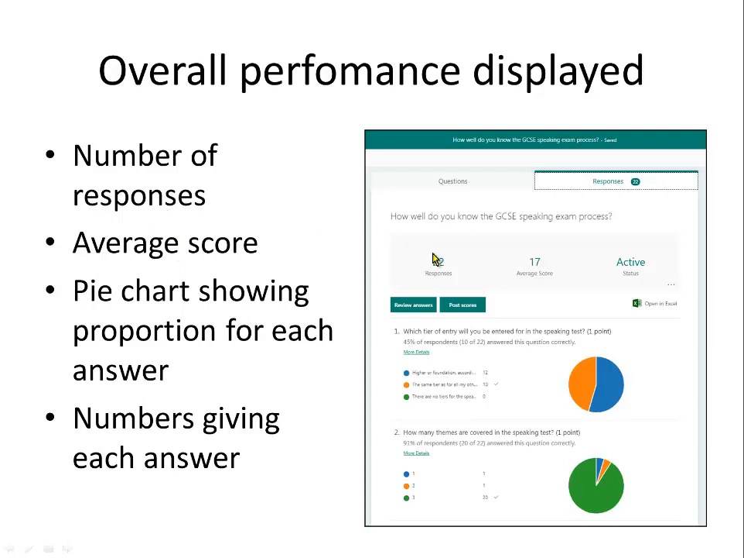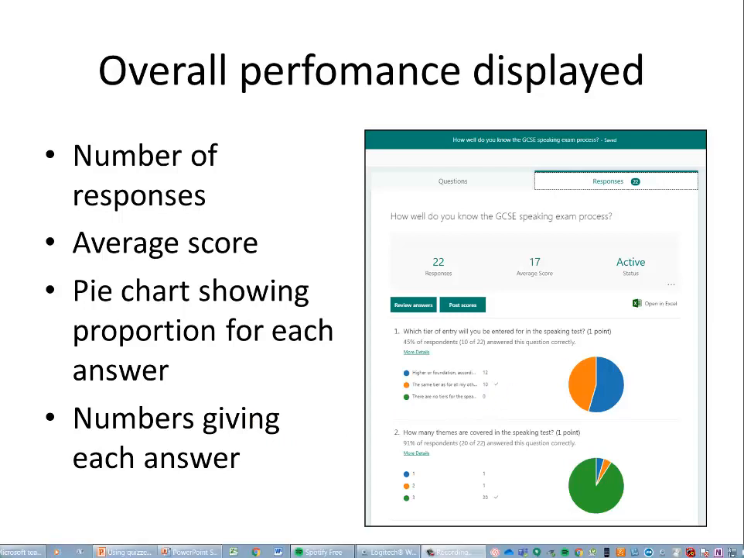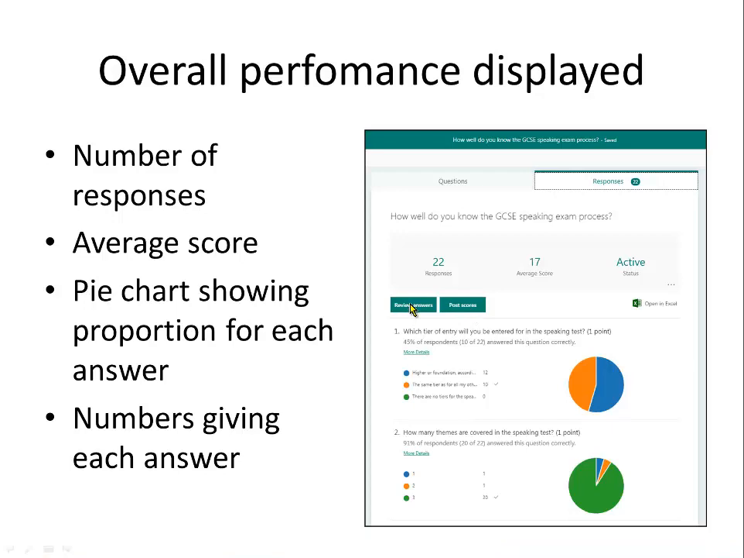You can see the number of responses which you've had, 22, the average score out of 20 was 17. There's a pie chart for each of the questions to show the proportion of people getting each answer, and you've got the actual numbers themselves giving each answer. You'll probably want to have a little bit more detail than that though, so you can see here you've got review answers, post scores. Let's go to review answers.